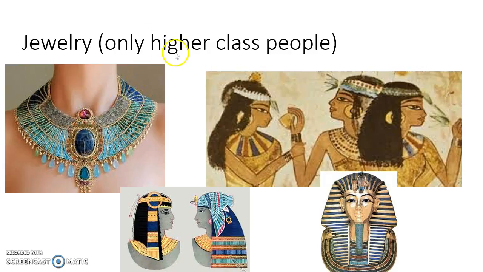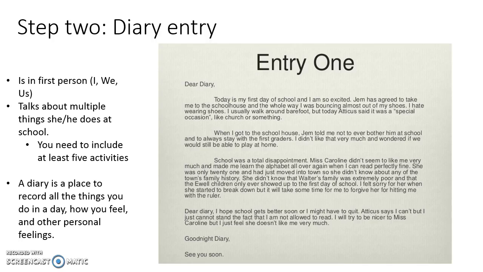Jewelry would only be found on higher class people, right? So on noble women, maybe even some skilled workers, they would have bracelets or neck decorations, really elaborate headdresses, bracelets, and the makeup, like I said, things like that. So you're going to want to pay attention to that kind of stuff when you're drawing your person.